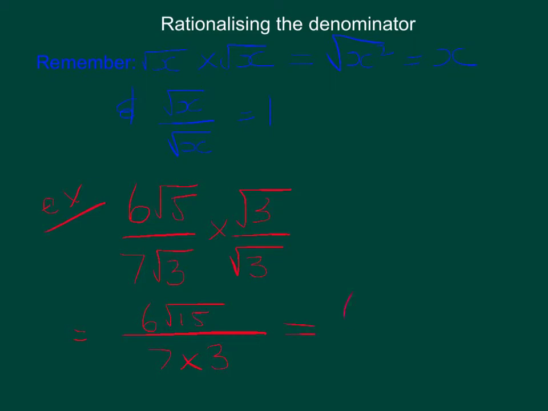So I know that on the top I'll have 6 surd 15, and on the bottom I'm going to have 21. I can do one more thing. 6 and 21 are both multiples of 3. So what I'm going to do is I'm going to cancel down. So it goes into 6 twice. So I have 2 surd 15 on the top. And of course 21 7 times. And that's my fully simplified answer.